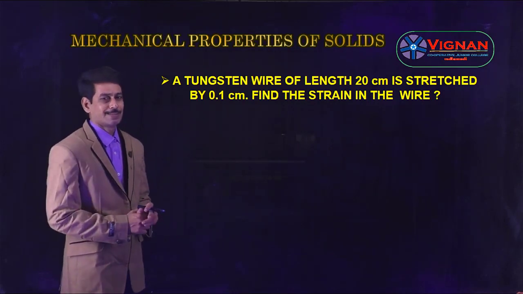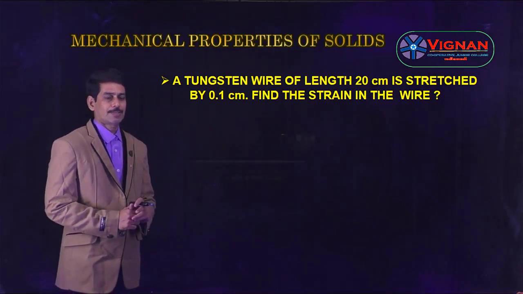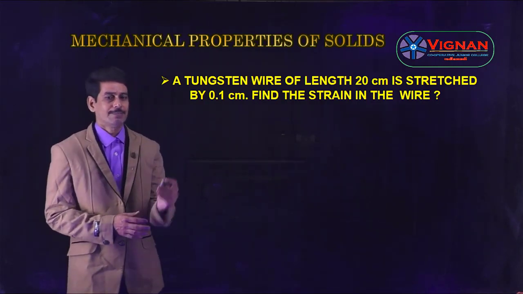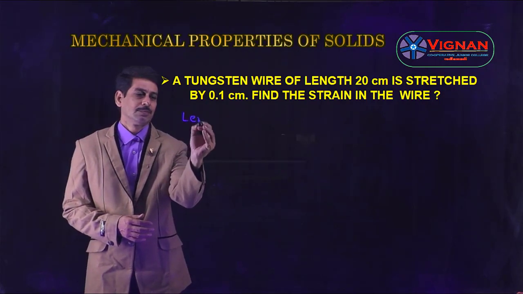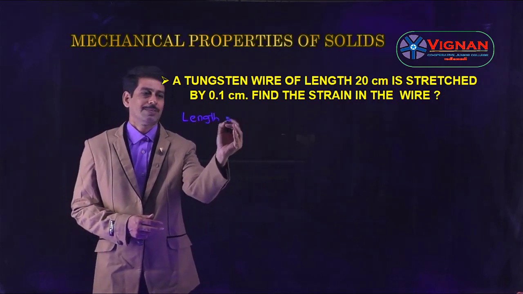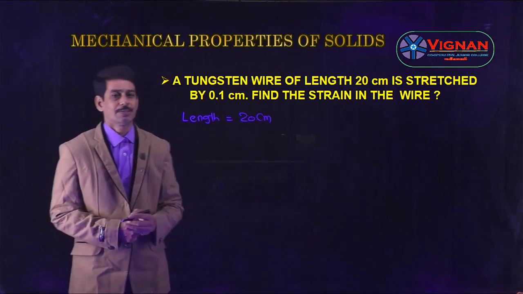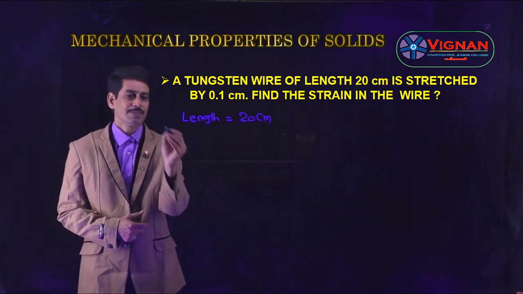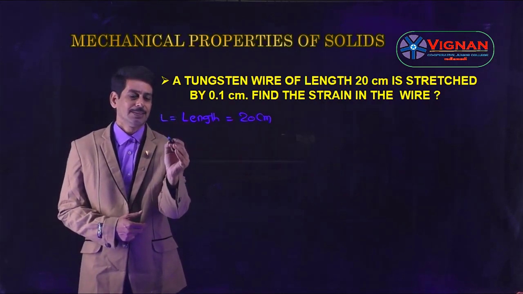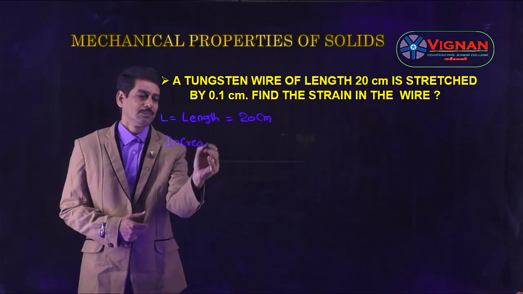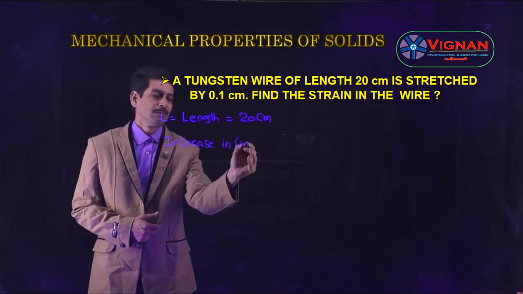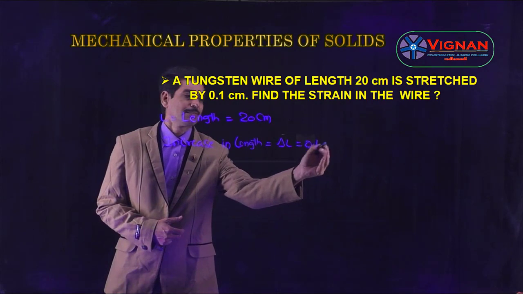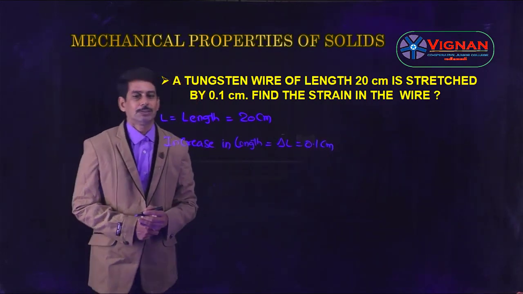The problem is given as: a tungsten wire of length 20 cm is stretched by 0.1 cm. Find the strain in the wire. The length is given as 20 centimeter, this is L, and stretch is nothing but increase in length, so delta L is given as 0.1 centimeter. And we are going to find the strain.